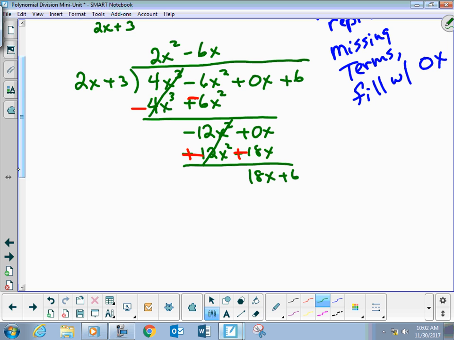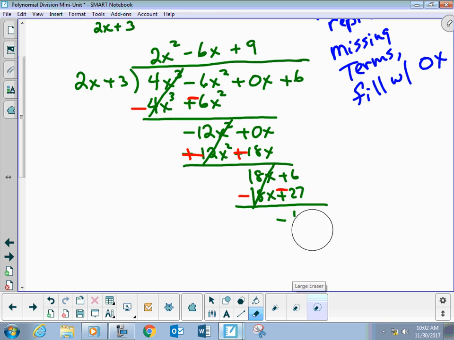Go another round. I need to multiply 2x by plus 9. Always think about the signs. So this is 18x plus 27. Change the signs and add. So I get minus 21, thank you, 21, as my remainder.